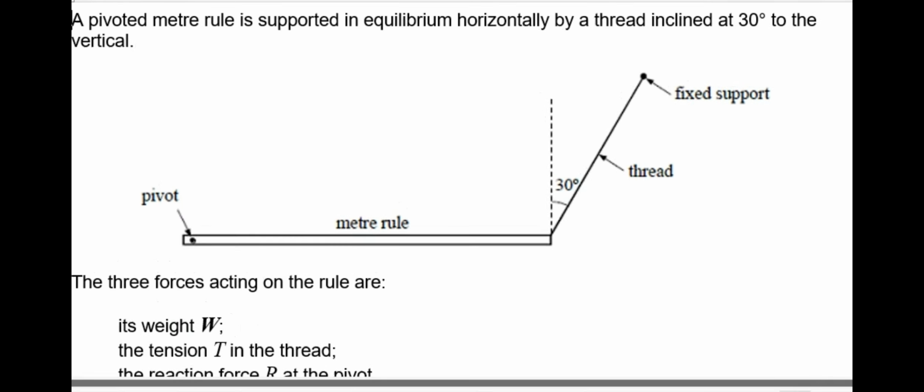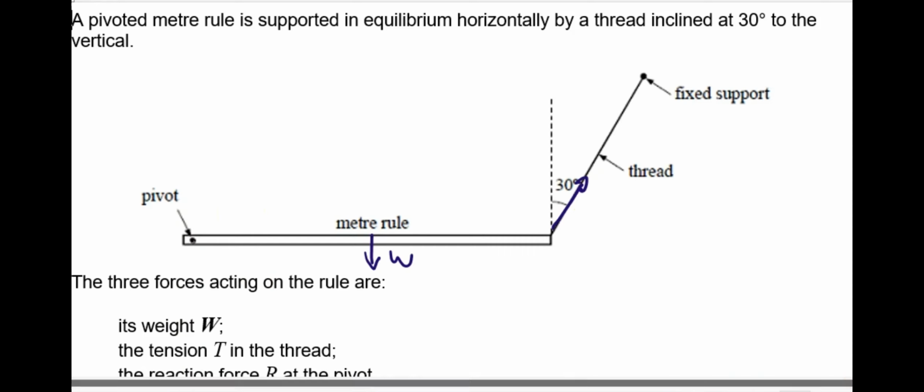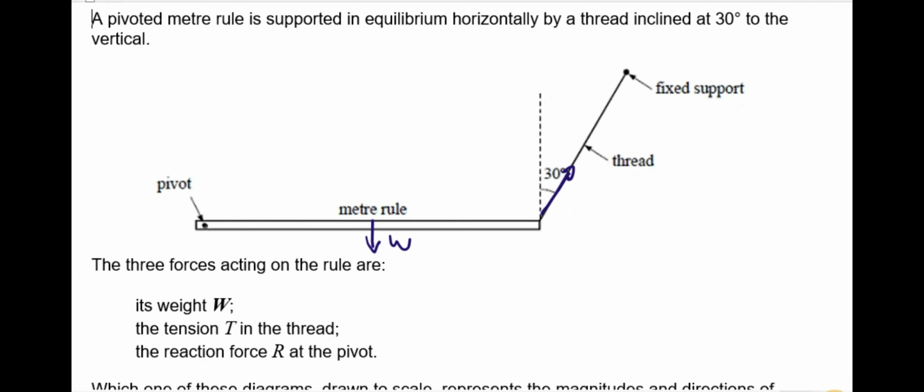So we have a pivoted meter rule that is supported in equilibrium horizontally by a thread inclined at 30 degrees to the vertical. The three forces acting on it are its weight, which I know is acting downwards, the tension in the thread, T, and the reaction force of the pivot.